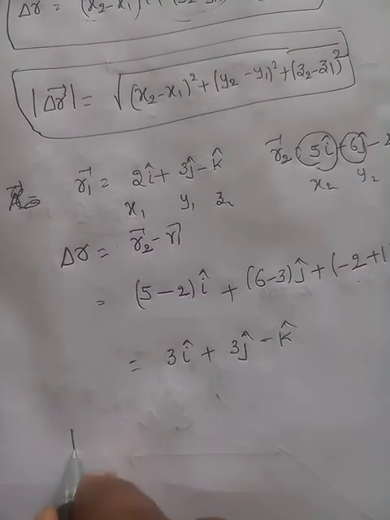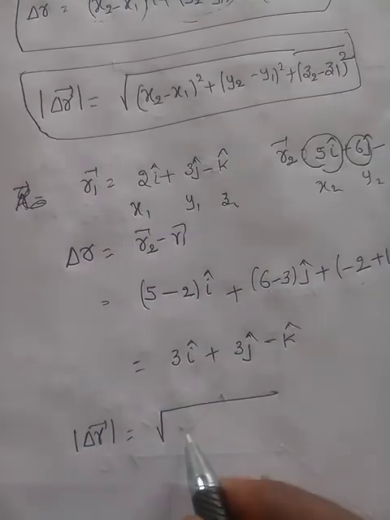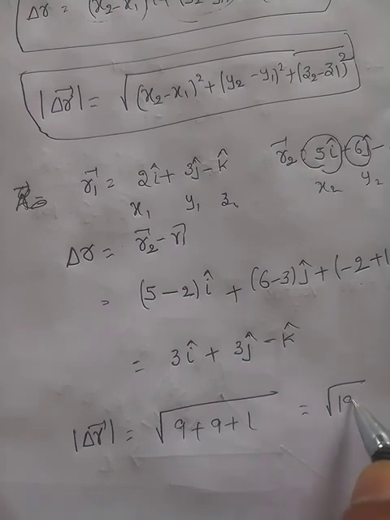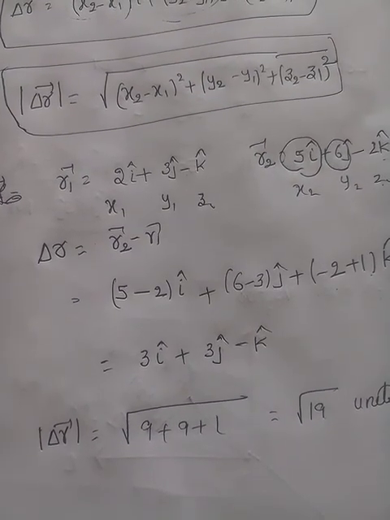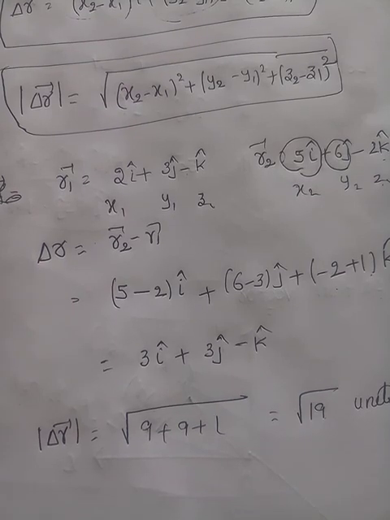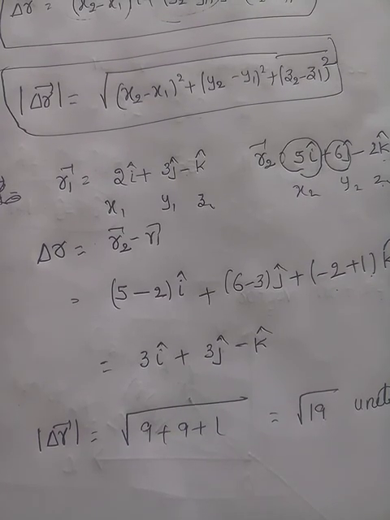If you want the magnitude, delta r is equal to root of 3 square, 9, plus 9 plus 1. So you get root 19 units. This is the way to calculate the displacement of a particle that is travelling in a plane. Next class we are going to discuss velocity, acceleration and some other concepts. Thank you.